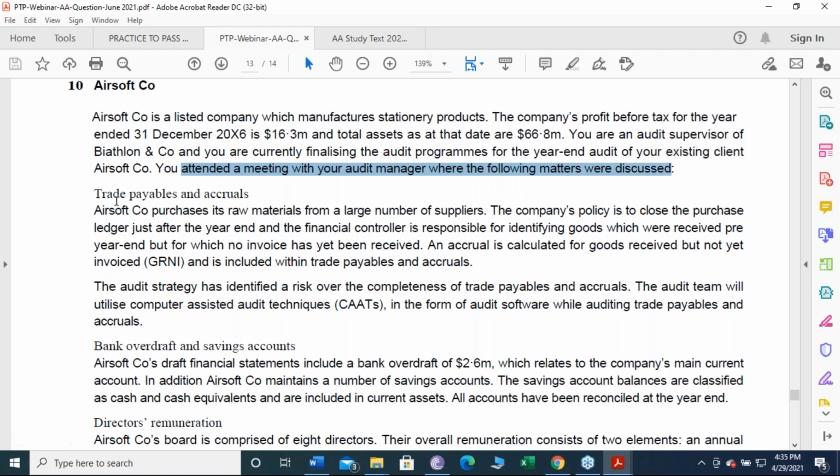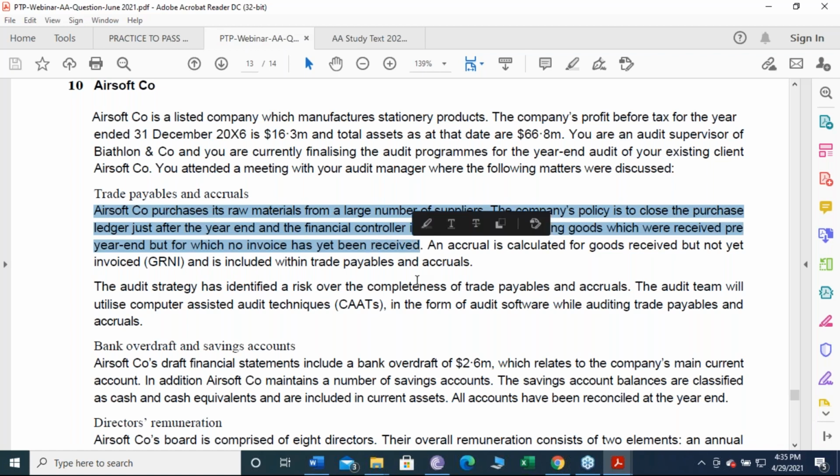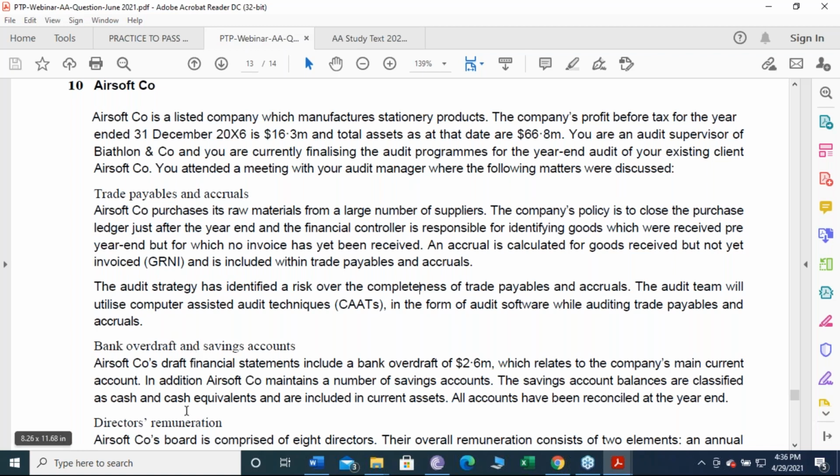Okay, the first matter. Airsoft Company purchases its raw material from a large number of suppliers. The company's policy is to close the purchase ledger just after the year end and the financial controller is responsible for identifying goods which were received pre-year end but for which no invoice has yet been received. An accrual is calculated for goods received but not yet invoiced and is included within the trade payables and accruals. The audit strategy has identified a risk over the completeness of trade payables and accruals. The audit team will utilize computer assisted audit techniques in the form of audit software while auditing trade payables and accruals.